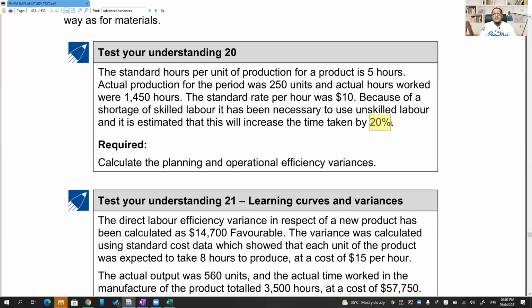Sir, self-explanatory, no? Your original budget was 250 units into 5 hours. Original budget, original standard was 250 into 5. But what is the revised standard? 250 into 5 into 1.2. Sir, what is 1.2? 20% increment. So the difference between budget and the revised, or else standard versus revised standard, will be the planning variance. Okay, and then the revised standard versus the actual 1450 hours will be the operational variance. Hope it is clear for you guys.